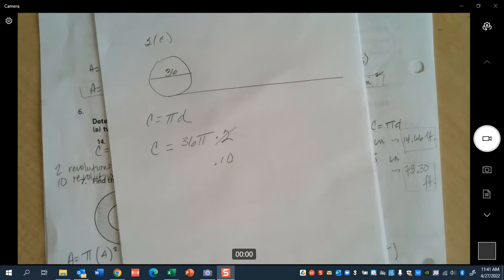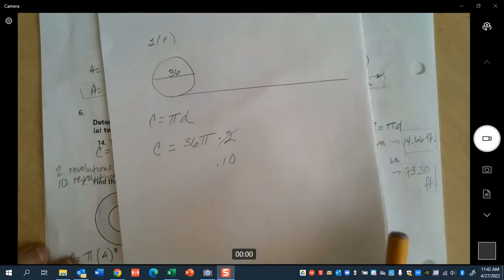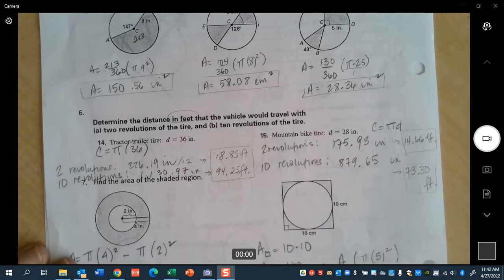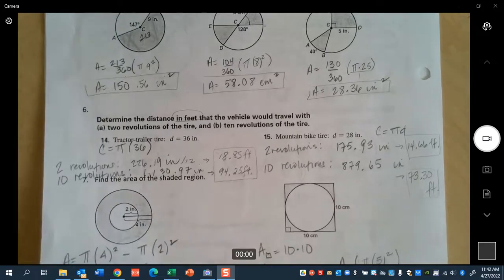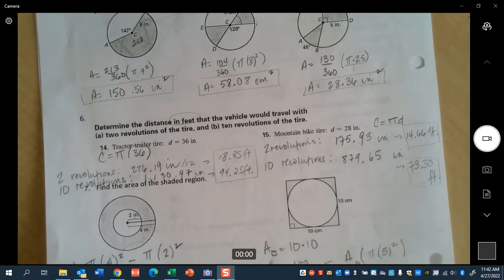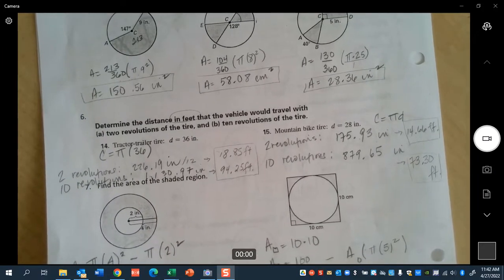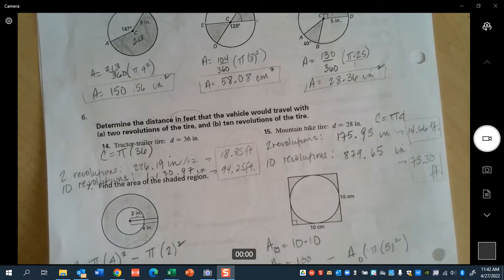Sure. Olivia? For example, number 6, the one with the point of tangency and the radius perpendicular. Do you want us to leave it in the simplest radical or put it in decimal? Wait and see what the quiz says. For the most part, I think we stuck with decimals on this one.